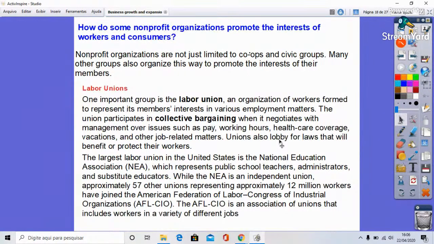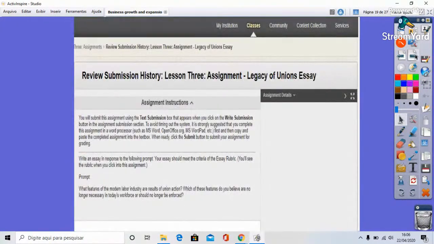The largest one in the United States is the National Education Association, which is the NEA. Okay, it represents teachers in the education system.